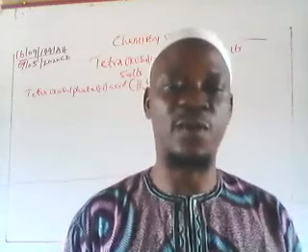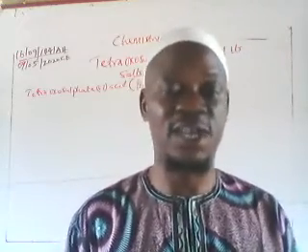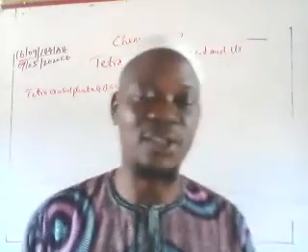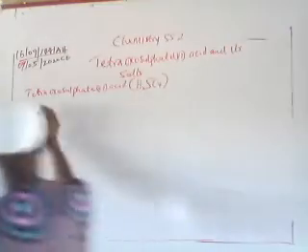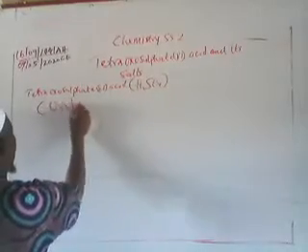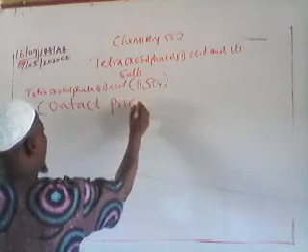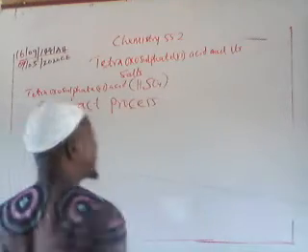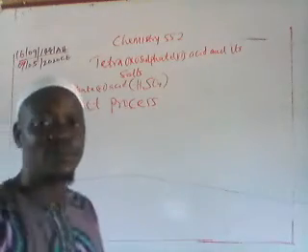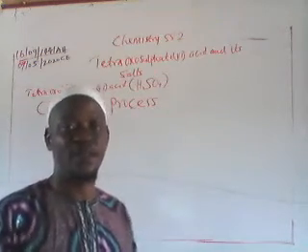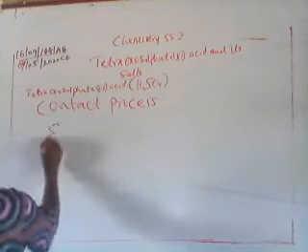This method of preparing tetraoxosulphate(VI) acid industrially is called the contact process. In the contact process, sulfur is first roasted in air to obtain sulfur(IV) oxide.